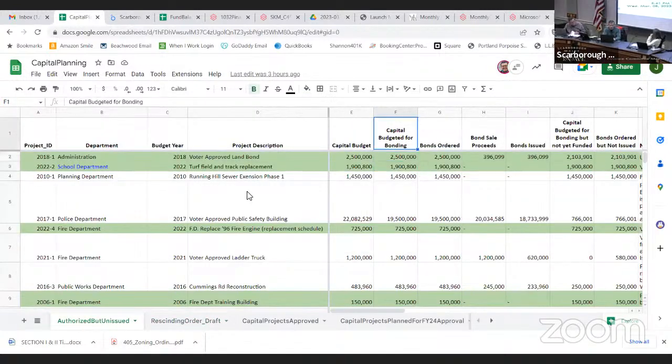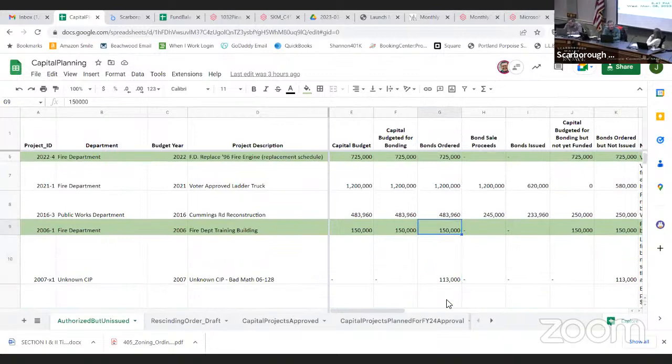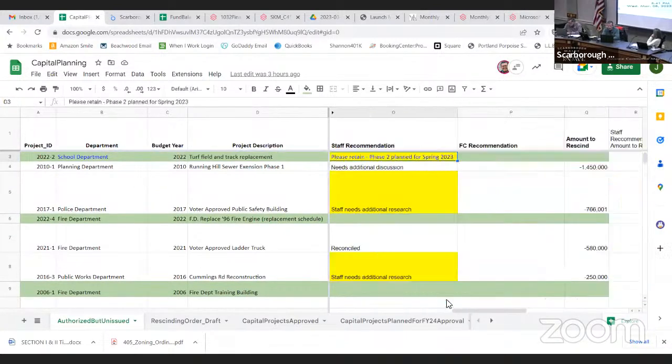Essentially, that spreadsheet is the same thing as the one we talked about last time, with the exception of the green items. The green items, we agreed that we need to keep. So we know we need authority to bond for the turf and track project, to bond for land acquisitions. There's a fire truck that was approved by the voters. There's a fire department training building that was authorized in 2006, but there was a rationale, a reason for keeping that around. And we have been trying to understand the other items. Is there a need to keep them?